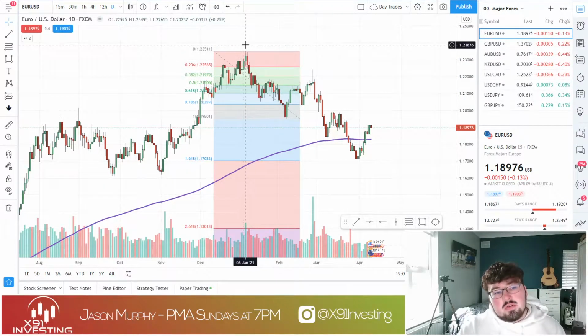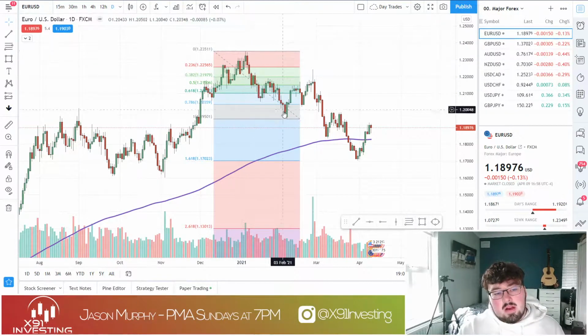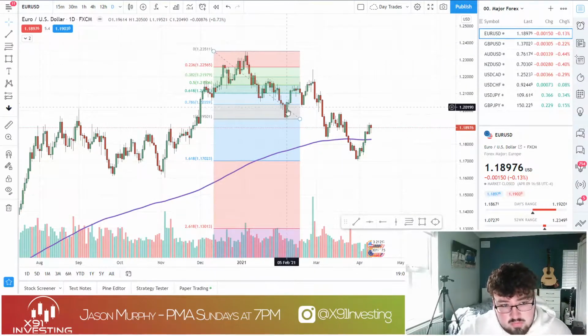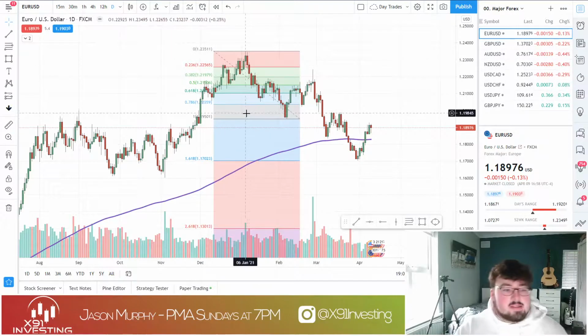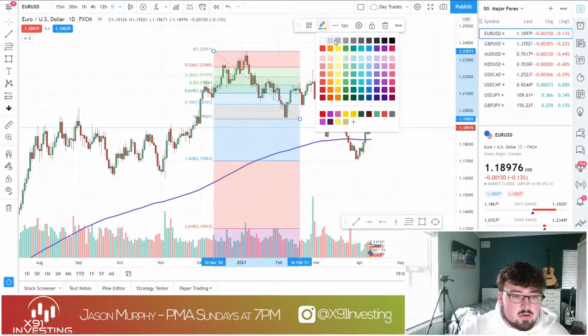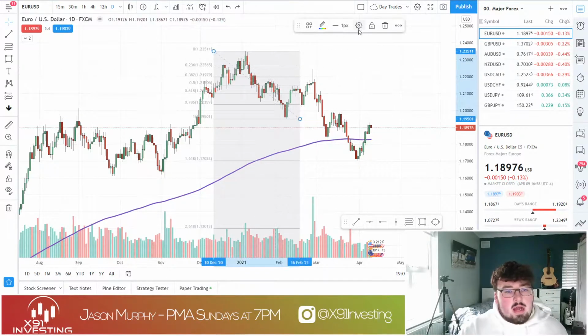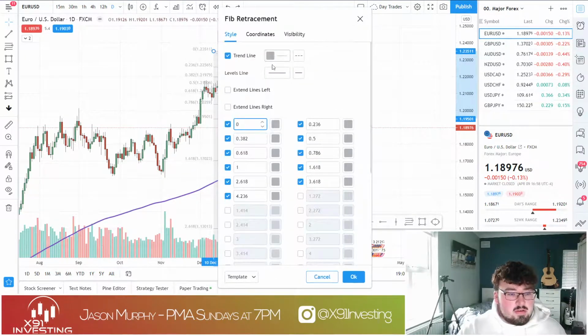But those are the two. So it's from this high up here to the low down here. That's the move, right? So we drew it from here, and it extends it. I'll put a basic color on it, because I think it'll show better on the screen if it's all colorful.